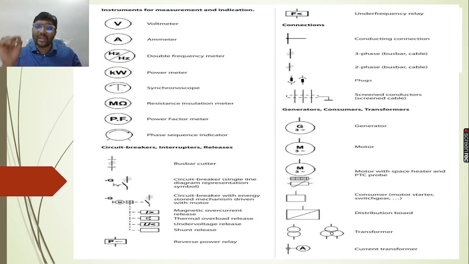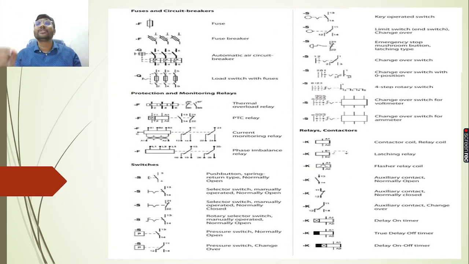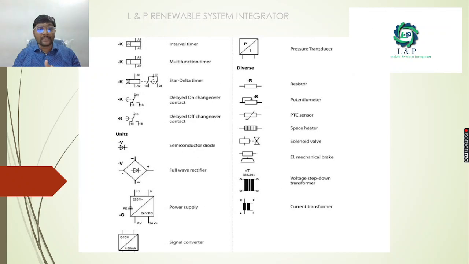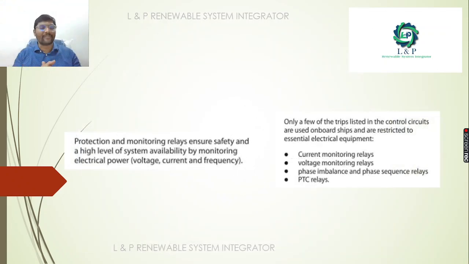As we told earlier in our discussion, we might be using many symbols, abbreviations and short forms. If you have any doubt regarding instruments for measurement and indication, circuit breakers, connections, generators, transformers, fuses in the circuit breaker, protection and monitoring equipment, switches, relays, contactors, units and drives, kindly refer to this part. So what is protection and monitoring?